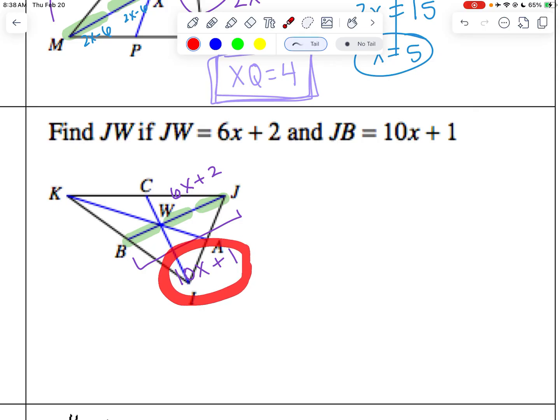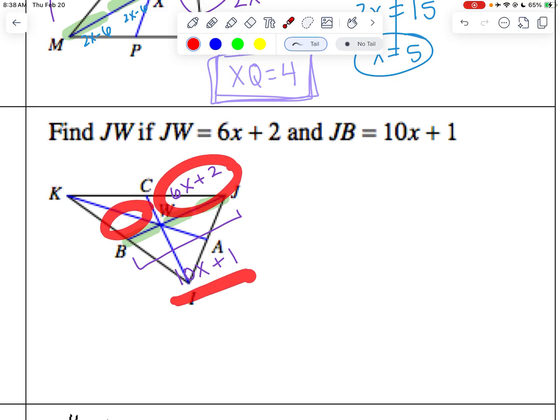Okay, so 10x plus 1, if I could divide it by 3, I could figure out what those parts are, but that's really hard to divide by 3. So let's focus on this piece. This 2 piece plus this 1 piece will equal your total, or 10x plus 1. So the only thing that I'm missing is this piece right here.